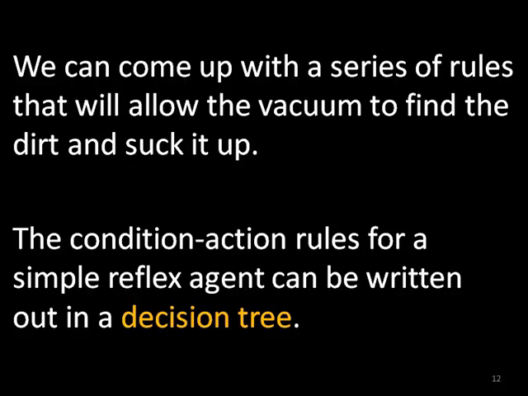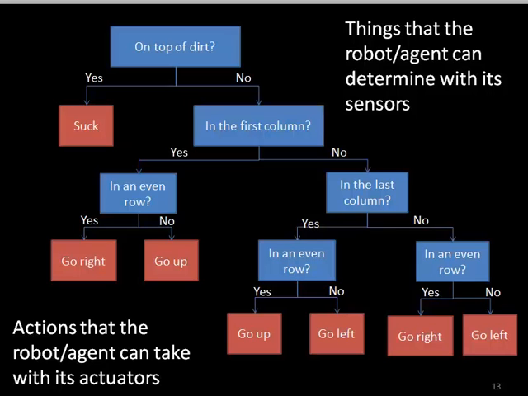If we can come up with a series of rules that will allow the vacuum to find the dirt and suck it up, remember that the vacuum does not know the locations of all the dirt. The vacuum can only perceive whether or not there is dirt in the squares that are adjacent to it. We can write these condition-action rules in something called a decision tree. The simple reflex agent needs a decision tree to show it what to do in every kind of situation.